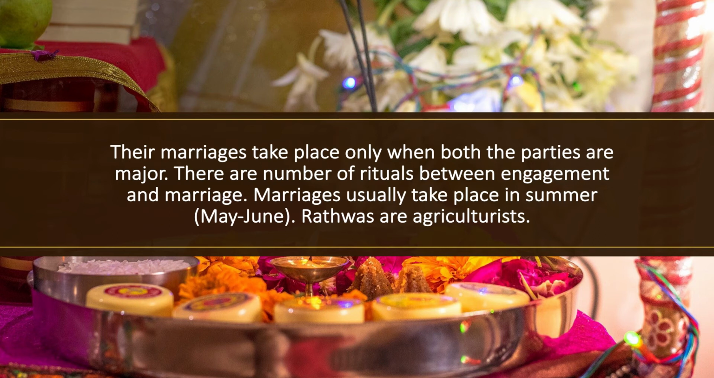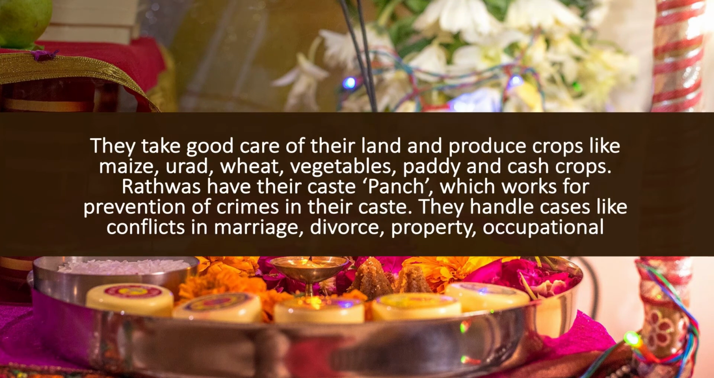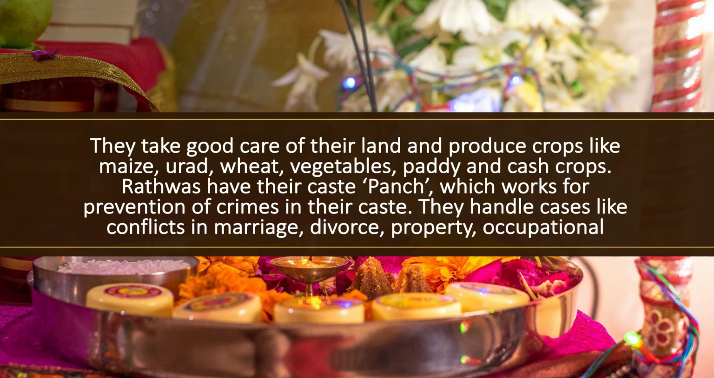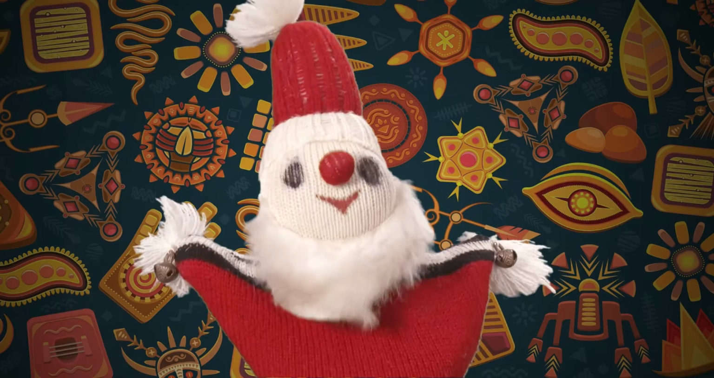Ratwas are agriculturists. They take good care of their land and produce crops like maize, urad, wheat, vegetables, paddy, and cash crops. Ratwas have their caste Panch, which works for prevention of crimes in their caste. They handle cases like conflicts in marriage, divorce, property disputes, occupational issues, etc.